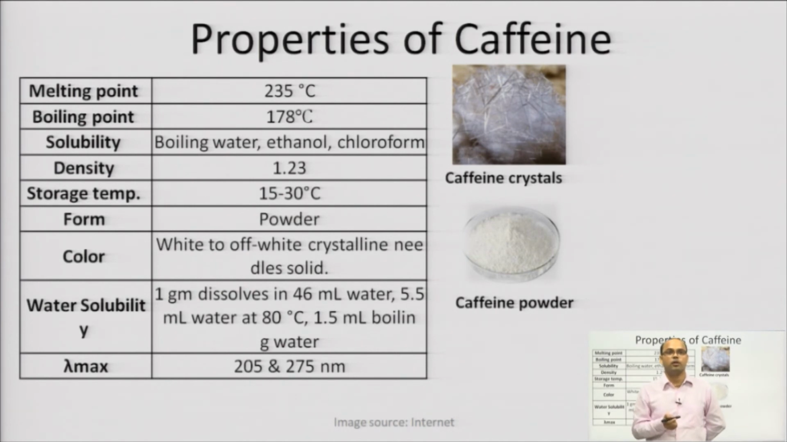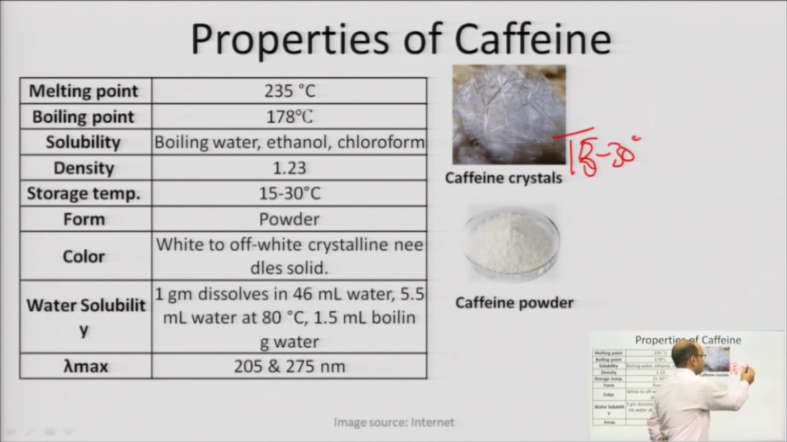It has a density of 1.23 grams per ml. It has a storage temperature of about 15 to 30 degrees Celsius, and this is quite a manageable temperature. In the purified form, these caffeine crystals can be stored at 15 to 30 degrees Celsius. Then this powder can be stored in the open also, or in the refrigerator also.